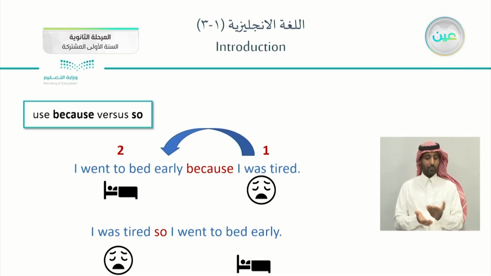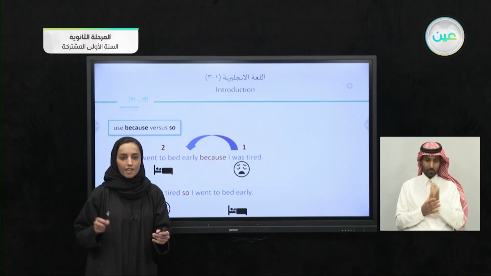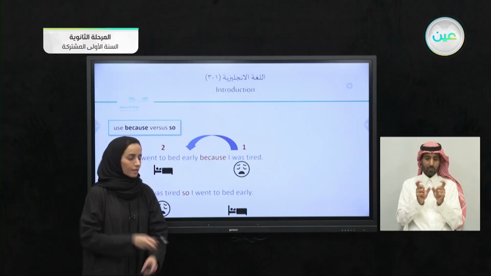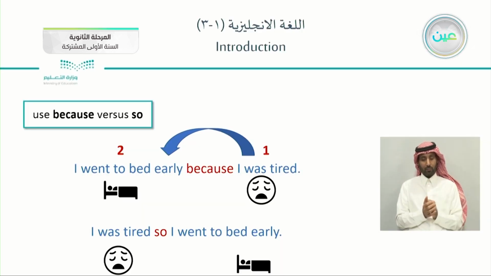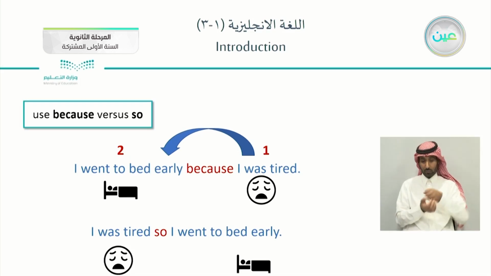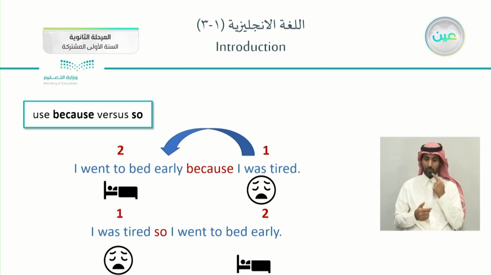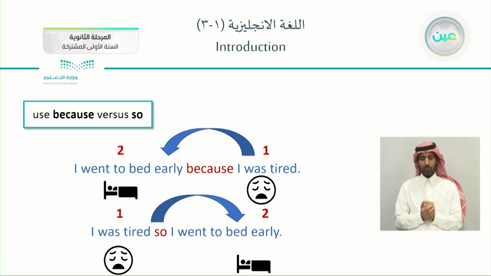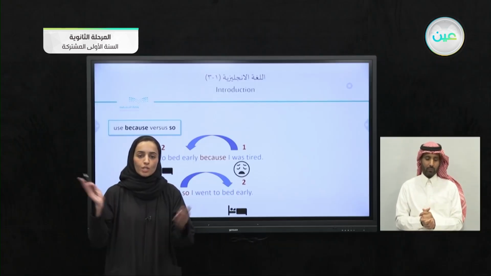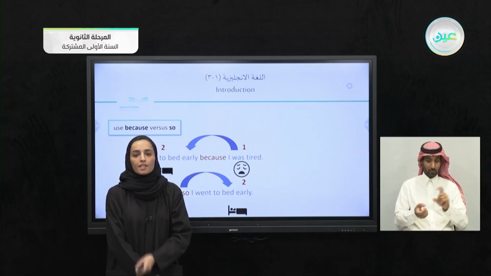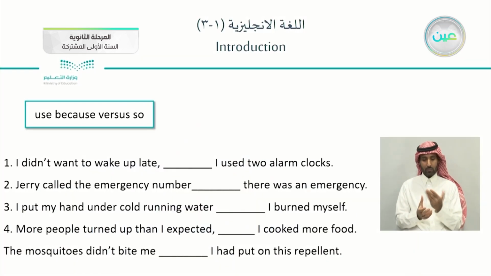So because is going to connect the result with the cause. We can change the order using so. I was tired, so I went to bed early. So at the beginning I was tired, then I went to bed early. So the order would go this way. So 1 and 2 or 2 and 1, the cause and the result. Let's try to use them in here, the use of because and so.